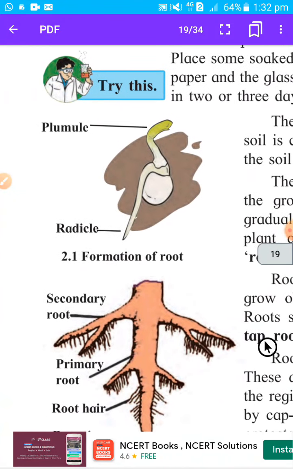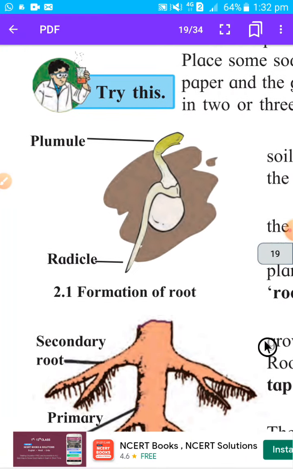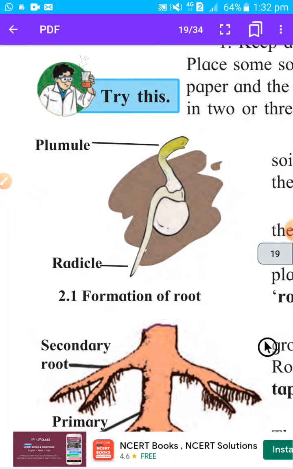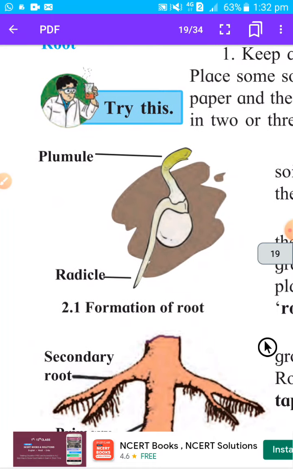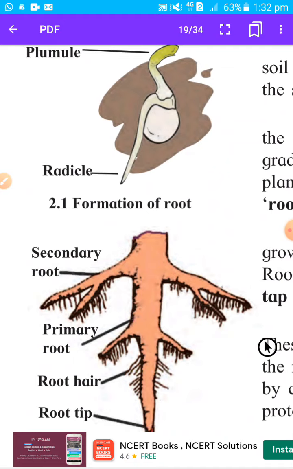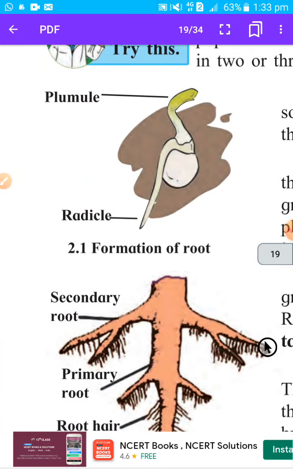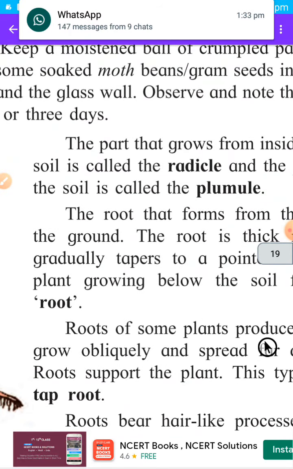After 2 to 3 days, the soaked seeds will start germinating, and they will show these kind of structures. The upper somewhat green part is called plumule, from which there is growth of stem, and later on branches and leaves, everything, and it will grow above the soil. The lower part is called radicle, from which the root system will develop. So plumule develops into stem and radicle develops into roots.